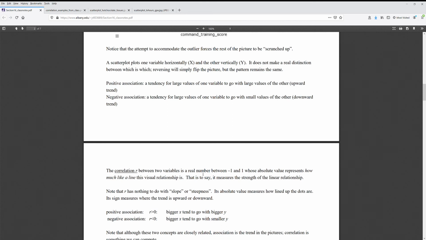So the size of r, lose the sign on it, the size of r represents how lined up the dots are, the strength of the linear relationship. If there's an upward trend, if there's some degree of positive association, then r will be a positive number. If there's a downward trend, if there's some degree of negative association, then r will be a negative number. So association and correlation are closely related, but association has got to do with the picture. Correlation is an actual computation.